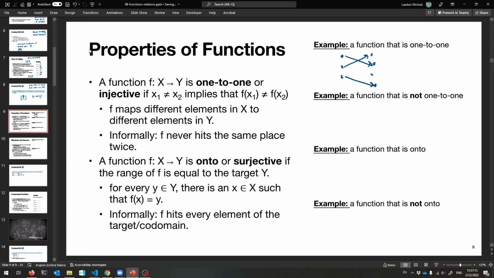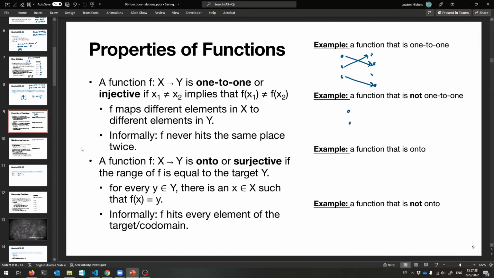Let's have a fourth, in fact. It doesn't matter if you're leaving things out. It's just every element is going somewhere different. This is what it means to be one-to-one. If you have different elements, then they're going to different places. All right. The opposite of that is onto or surjective, and I'll get to that. Let me give you first an example of a function that's not one-to-one.